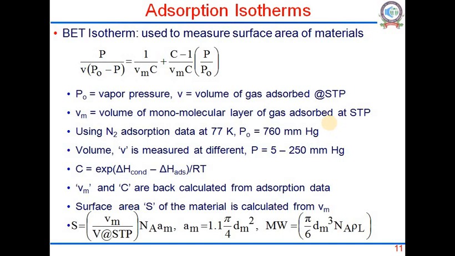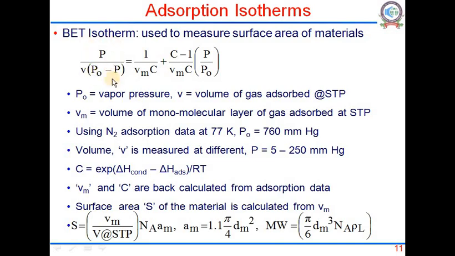One more type of adsorption isotherm, which we will not study here but just for your background information, is called the BET isotherm. This is used to measure the surface area of materials. This is an equation that is derived for this isotherm, again based on the assumption that multi-layer adsorption can occur. P is the pressure at which adsorption is occurring, V is the volume of the adsorbed gas, and P naught is the vapor pressure at a particular temperature.